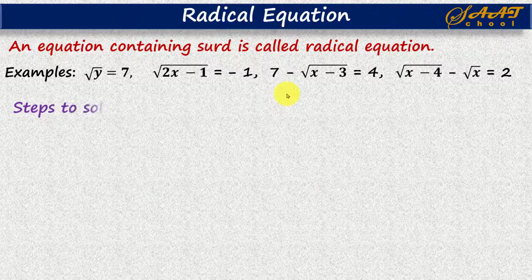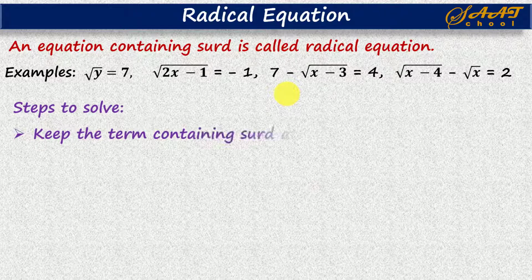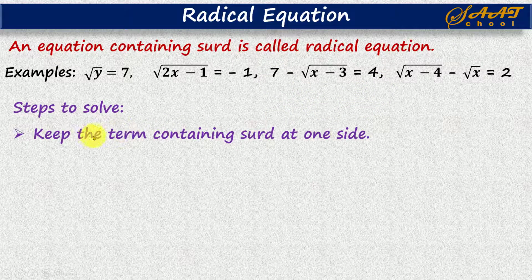There are some steps to be followed. Step 1. You have to keep the term containing the radical at one side. Here, these two terms are already separated, meaning the radical is already at the left hand side in this case and in this case, so you don't have to separate them. Now here this radical has to shift into the right hand side, and then you have to shift this into the left hand side, or you can shift this 7 to the right hand side. You just have to keep the term containing the radical at one side.